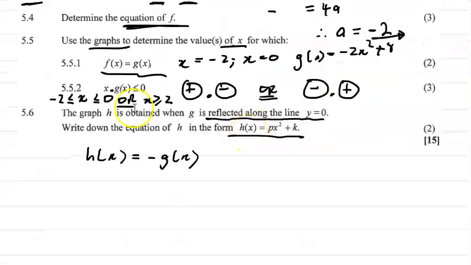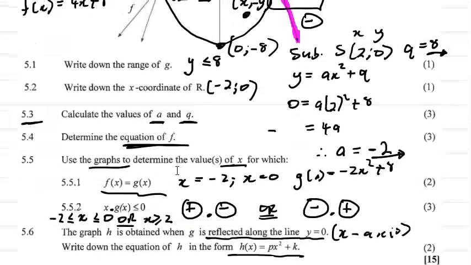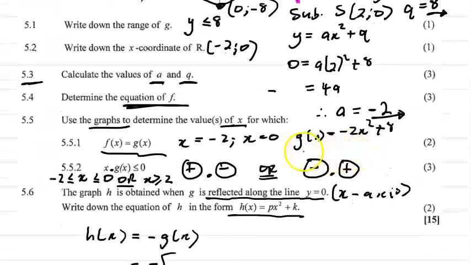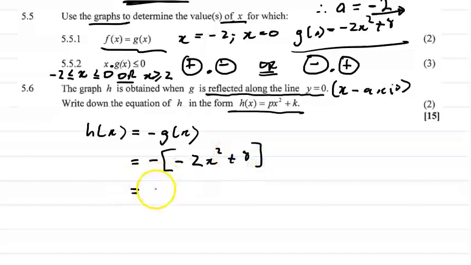But an even easier way is just to remember the rule, h of x equals minus g of x for any reflection. When they say line y equals 0, it means your x-axis reflection. So you just have to say minus, what's the function for g of x? Over here, it's minus 2x squared plus 8. So you say minus into minus 2x squared plus 8. And taking the minus into the brackets will be 2x squared minus 8. So therefore, h of x equals 2x squared minus 8.